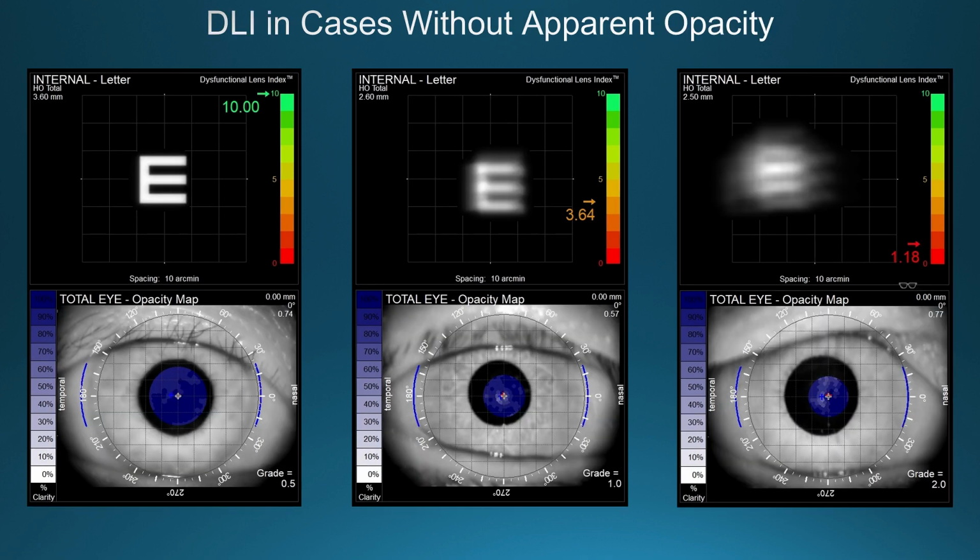Opacity in the absence of obvious clouding, no visible turbidity: a low DLI may still occur even without visible lens opacity. This is because early-stage cataracts may not yet show obvious clouding but can still affect visual quality to varying degrees.